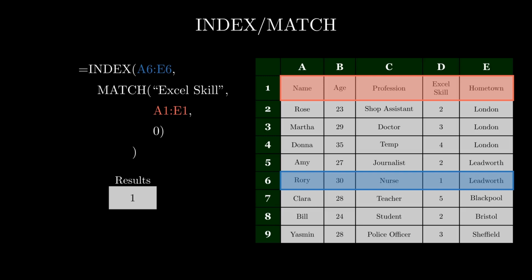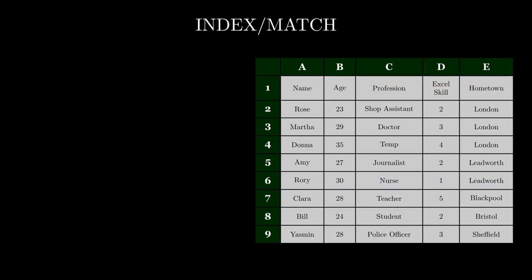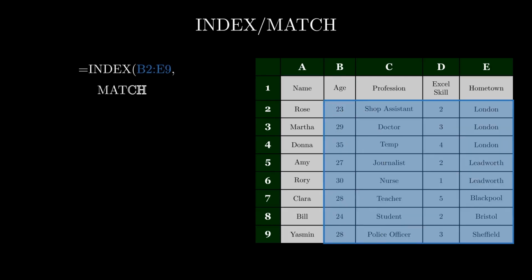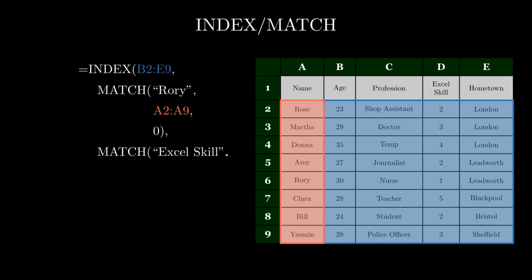Secondly, because it doesn't have a static index argument, it doesn't break when new columns or rows are added to the table. It can even perform a 2D lookup by including 2 MATCH functions. Here, we take the entire set of attribute values from the table to return from, and we match with Rory in the name column to get the row number, and Excel skill in the headers to get the column number.